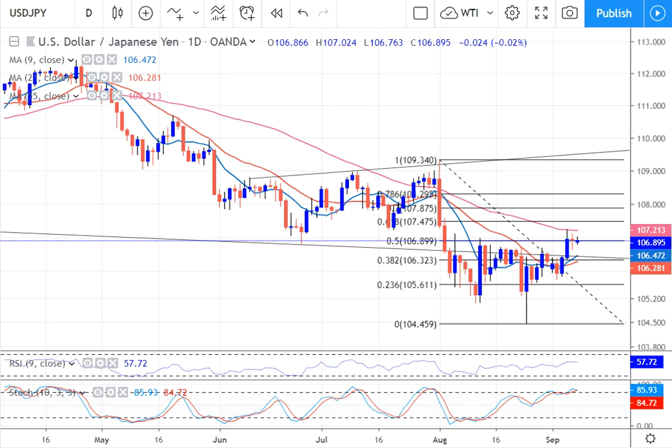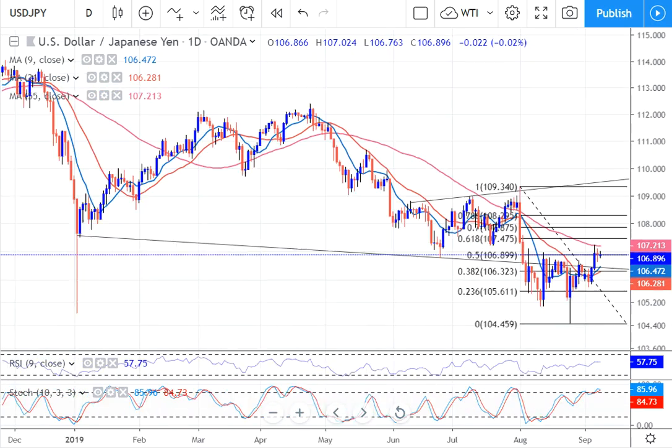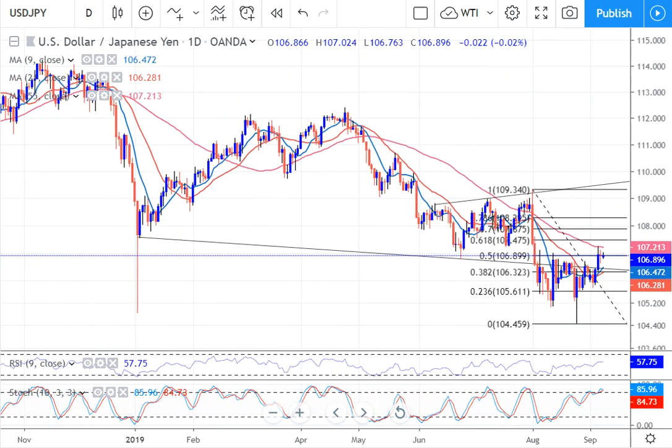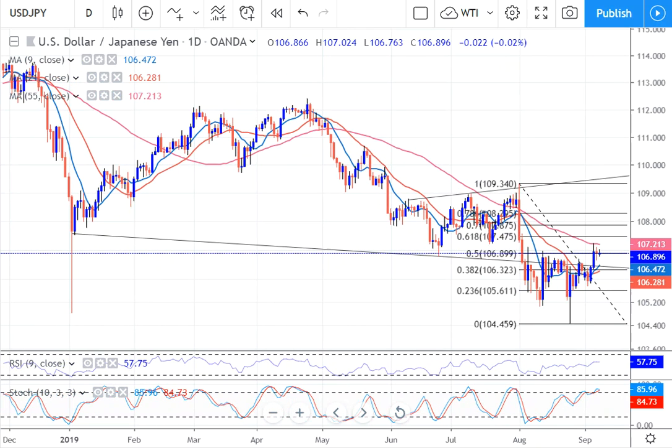Now, dollar yen, if we squish that up, hasn't been looking a very well little bunny. It's come all the way down, basically in a straight line. You can see here where I drew that trend line on. We could not break above it. Down we came.